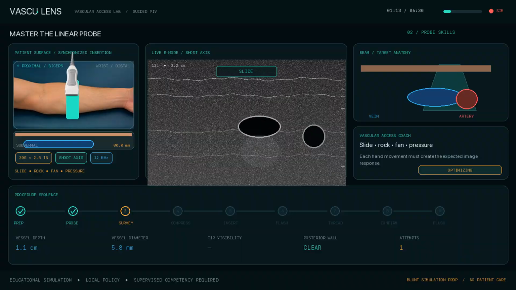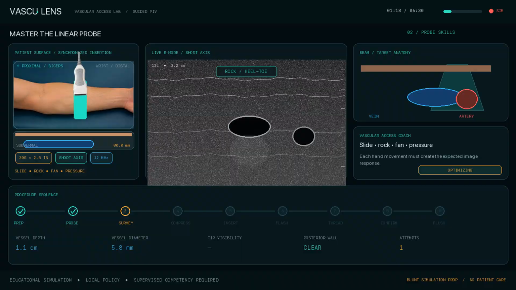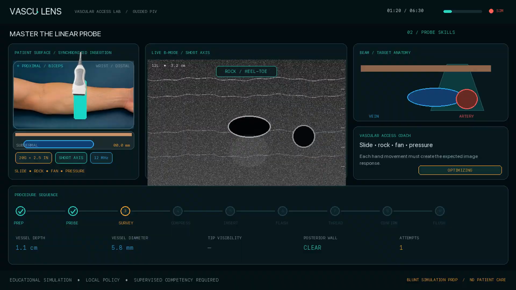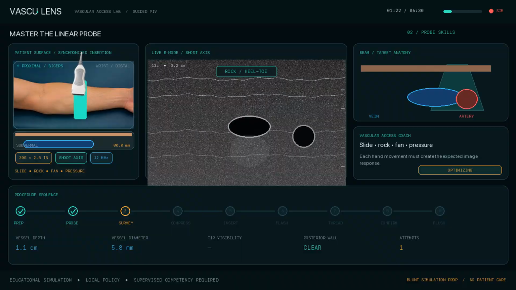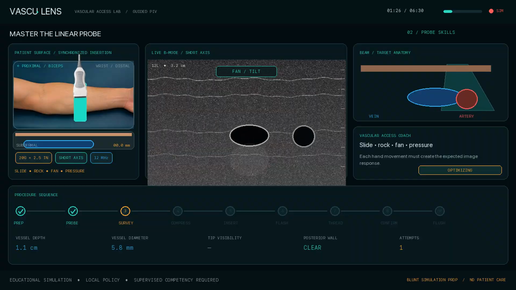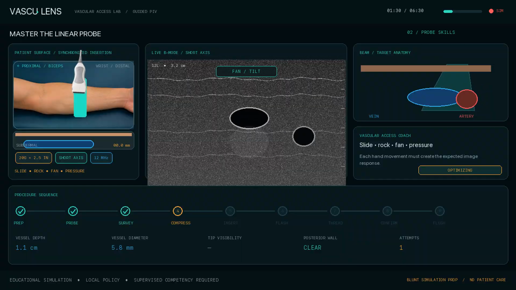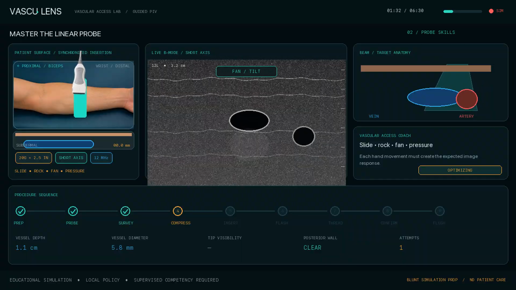4 deliberate manipulations optimize the view. Sliding translates the footprint across the skin. Rocking, sometimes called heel-toe, changes the angle along the probe's long axis while maintaining contact. Fanning or tilting sweeps the beam through tissue without translating the footprint. Pressure compresses superficial structures. Keep the orientation marker consistent with the screen marker.